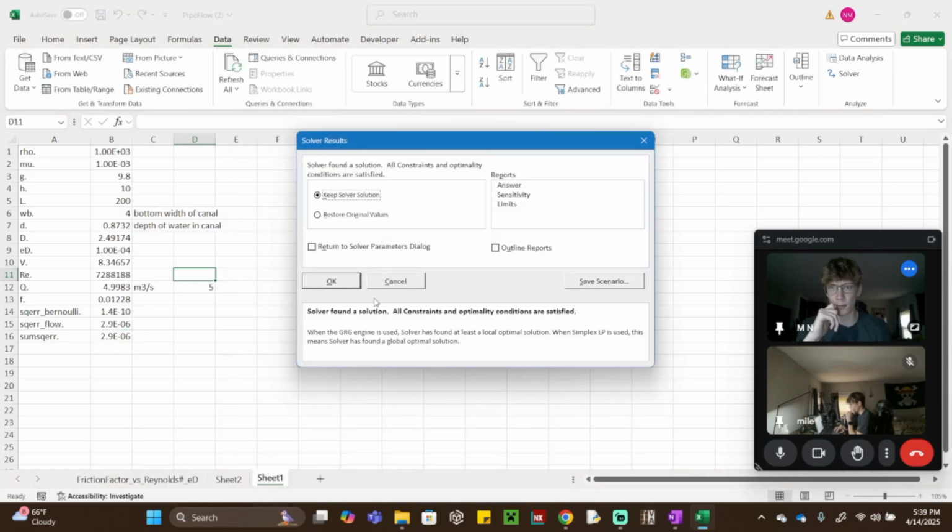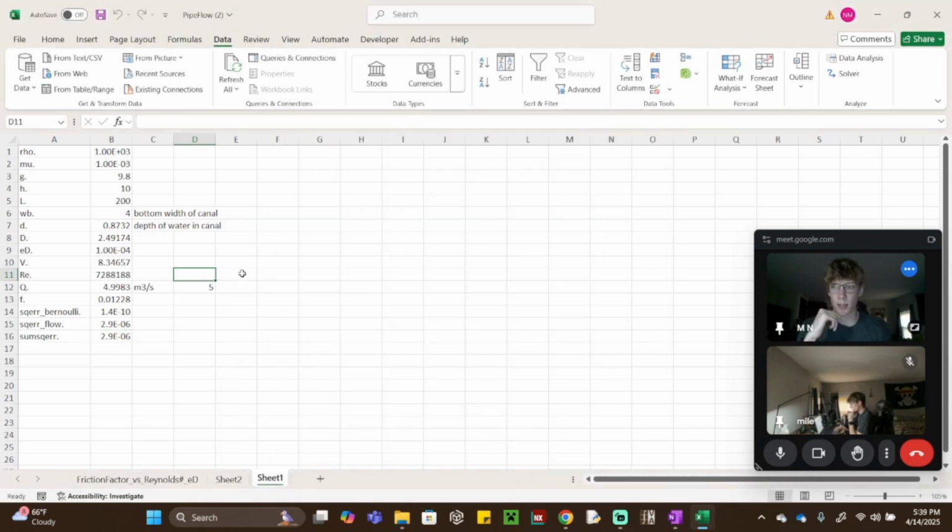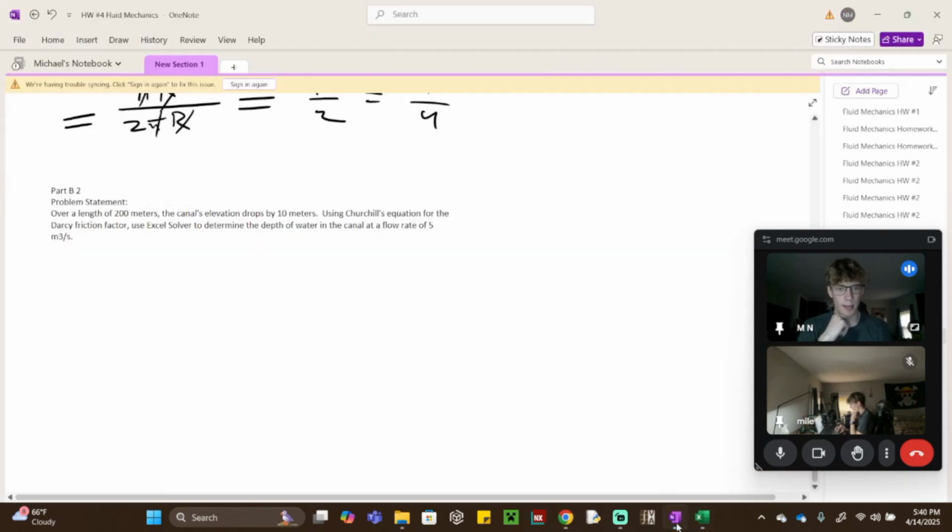So solve. Okay. So that's kept our solver solution. And as we can see, the Bernoulli side of our equation is close to 0, as well as the flow, which means that the depth in this case would be an accurate calculation. So the depth of water in the canal is going to be equal to 0.8732, and that is the answer to our part B, part 2.